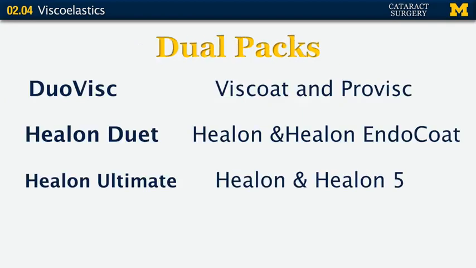Several of the companies that make viscoelastic use dual packs. Duovisc is one of those. It's Viscoat and Provisc together so that you don't have to open two separate packages for your visco-cohesive and your visco-dispersive agents. And Healon got into the game and made Healon Duet because now remember they have their own visco-dispersive agent, so it's Healon and Healon EndoCoat. And then Healon Ultimate, which is just Healon and their viscoadaptive agent, Healon 5.